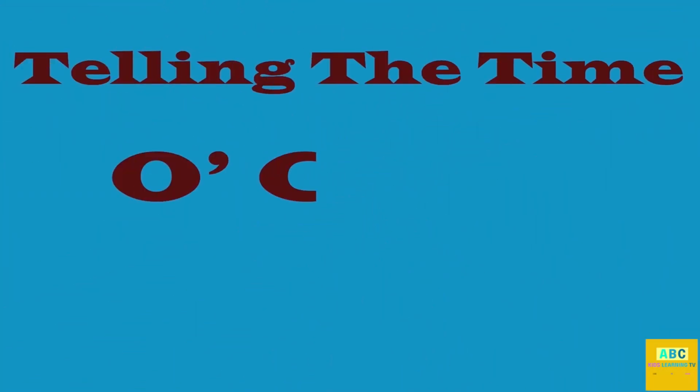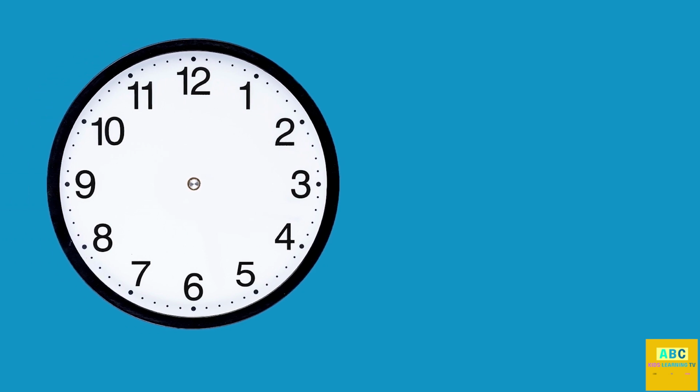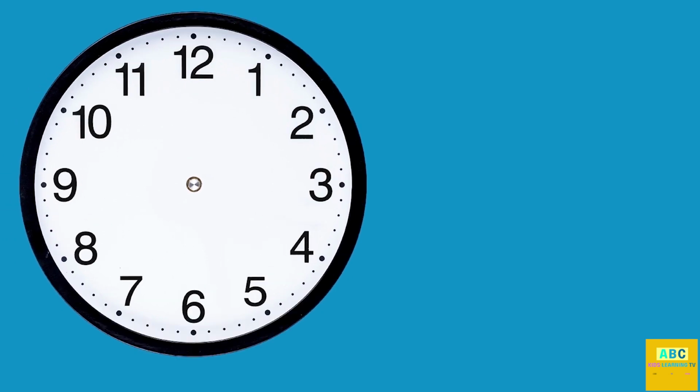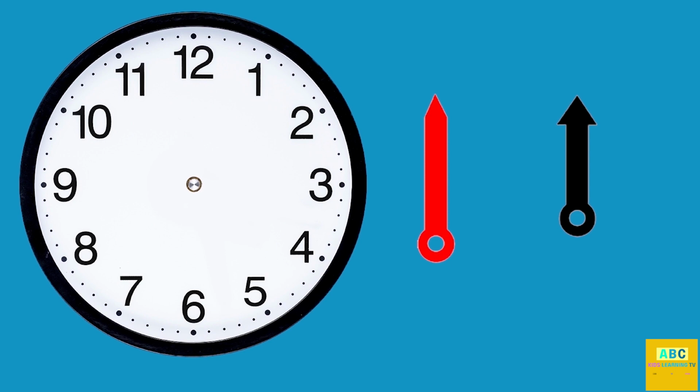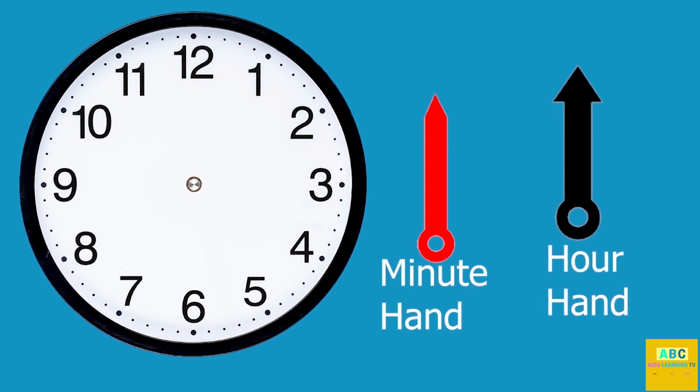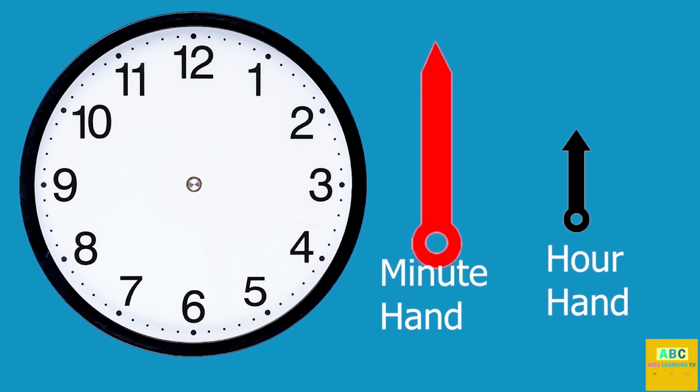Telling the time. A clock. It is an analog clock. As you can see, there are numbers 1 to 12 on the clock face. It has 2 hands. We call the short hand the hour hand, and the long hand is the minute hand.